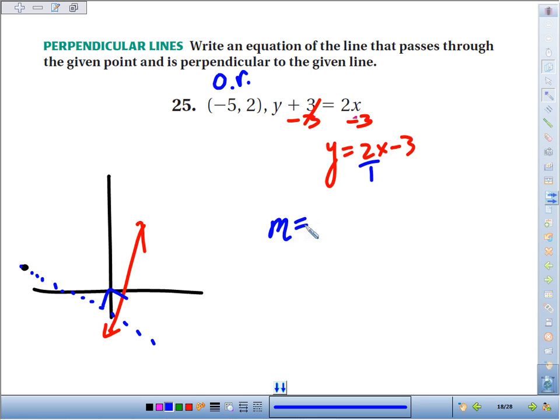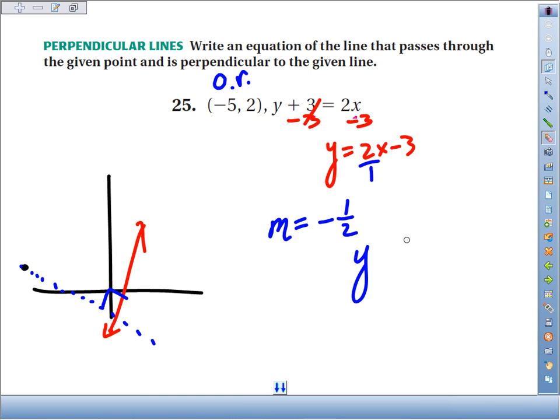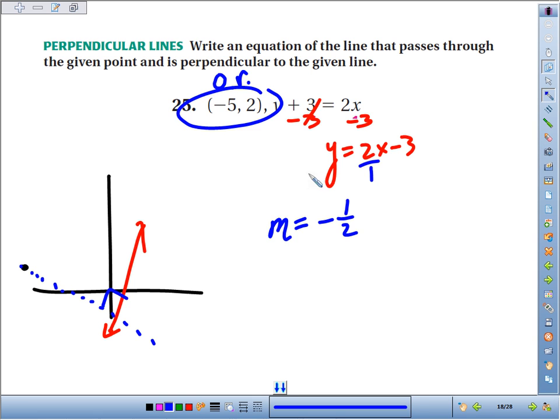So the perpendicular slope has to be the opposite reciprocal. Opposite would make it negative. Reciprocal would flip it to 1/2. Our new line has to have a slope of negative 1/2. So let's see. I'm going to do a point slope equation. I know a point on the line, so this has to work with this slope.